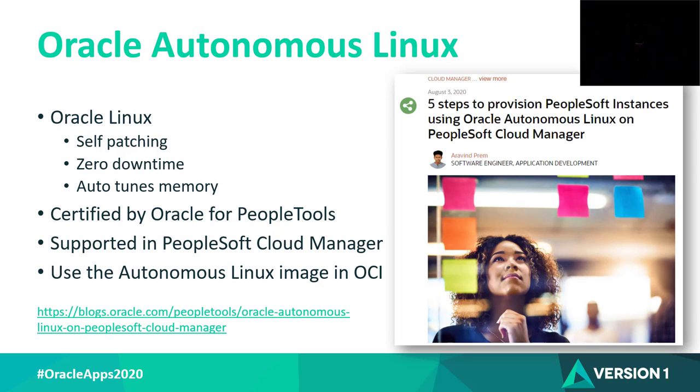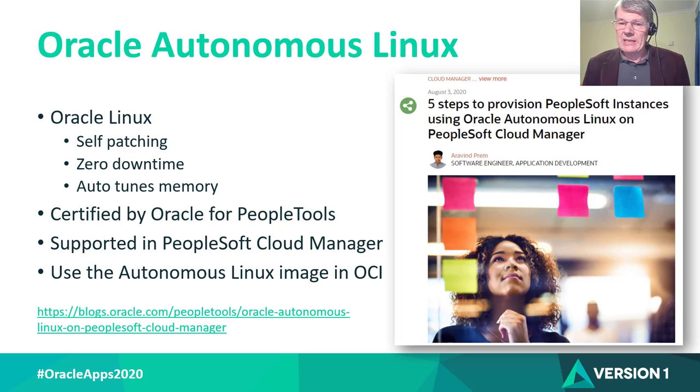Just wanted to make mention here of Oracle Autonomous Linux. This is not a new feature in Cloud Manager 11, but it is a feature that Cloud Manager can take advantage of. One of the things I mentioned earlier in this presentation was that OCI has a standard set of Windows and Linux images, and you can customize those for your own use and then use those as templates for provisioning new virtual machines.